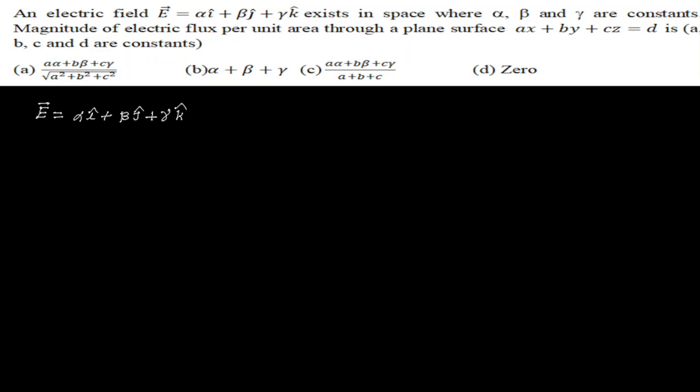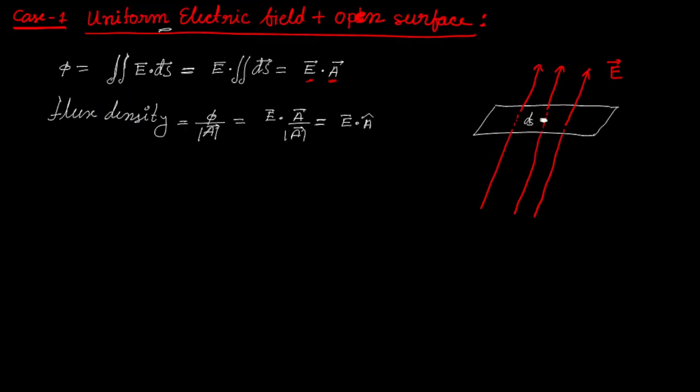So that means we have to calculate the flux density associated with the electric field through this plane. What will be the flux density? We have already written it here. If you want to calculate flux density through any surface, and it is a uniform electric field, then we simply take the dot product of the electric field and the unit vector associated with the area vector of the given surface.